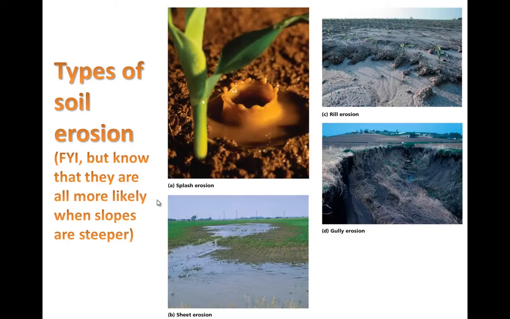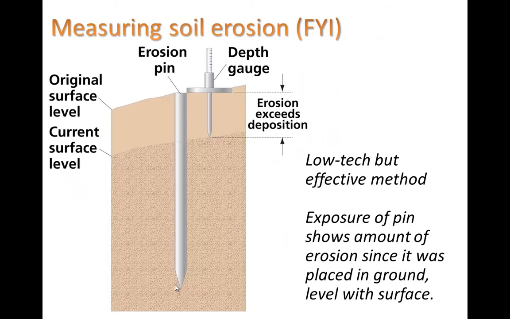Here are some types of soil erosion. This is FYI. There are different kinds we'll discuss here quickly. Splash erosion, you can see a drop here, rain, causing dirt to go away, soil to go away. Rill erosion, gully erosion, and sheet erosion. What you should know about all these is that they're more likely to happen when slopes are steeper, because now gravity can more easily help remove the soil.